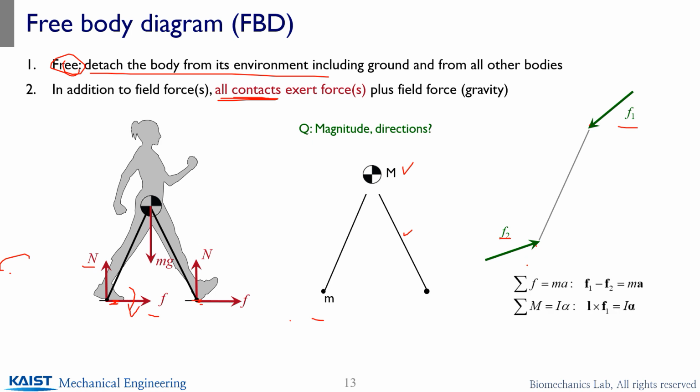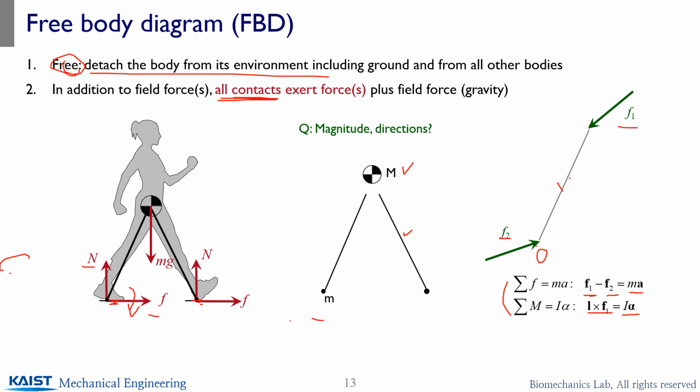And with this force, you can obtain the equations of motion, the Newton-Euler equation here. So here's the vector formulation: F1 minus F2, or plus whatever, is going to be ma. And the moment equation with respect to, say, point O here is going to be L cross product F1 equals I alpha, right?